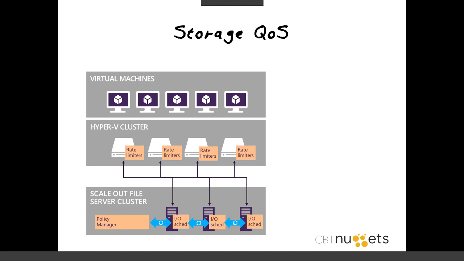So as you can see in this diagram, we've got our I/O scheduler here working in tandem with a policy manager, taking on policies that you set. It's then going to interact with our Hyper-V cluster, and out there on the cluster we have rate limiters. So by setting policies in place, we can determine how all of our storage can be used as we go along, all through this centralized policy management tool within Windows Server 2016.